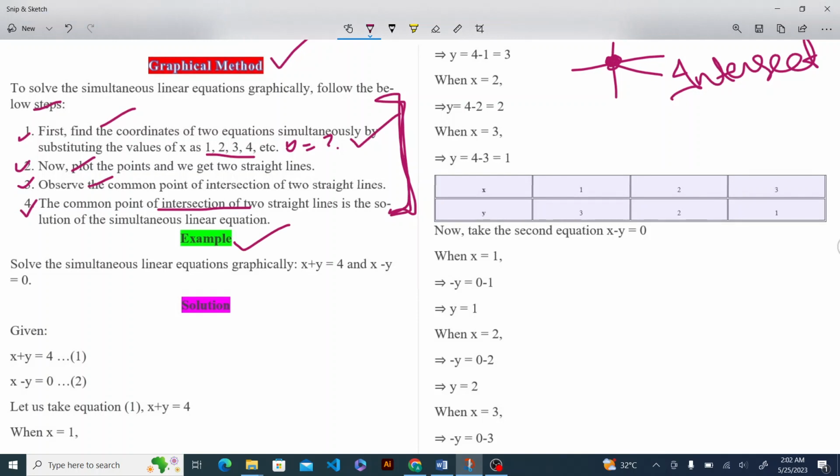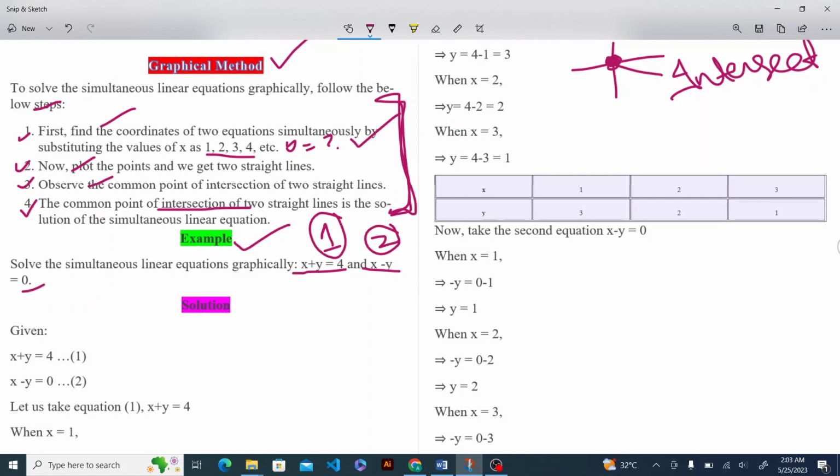Let's do the example now. It's going to be really easy and interesting. So we have the example here. Solve the simultaneous linear equations graphically. The first equation is x plus y is equal to 4, and the second equation is x minus y is equal to 0. I'm so sorry. Okay, this one. So this is the first equation and this is the second equation.